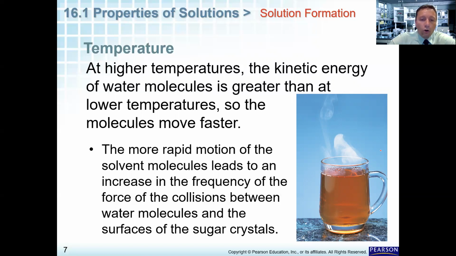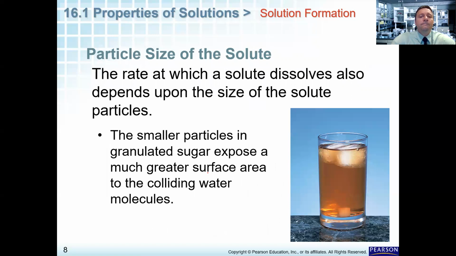So the more rapid motion of the solvent molecule leads to an increase in the collisions, and therefore it will dissolve faster. So if you had hot coffee versus cold coffee and you added sugar, it will dissolve faster in the hot coffee rather than in the cold coffee. And that's the general rule. We're going to look at a graph here in a little bit, and I'll talk about that.